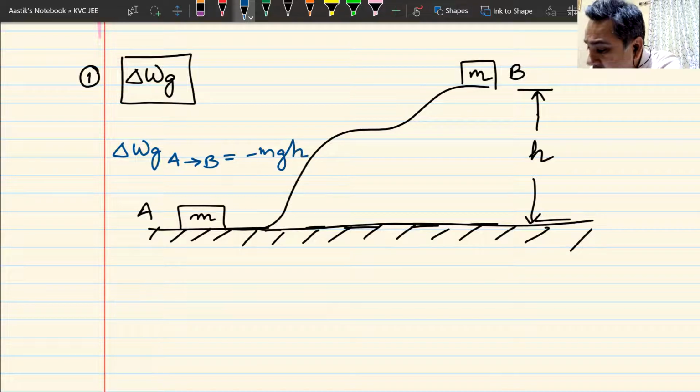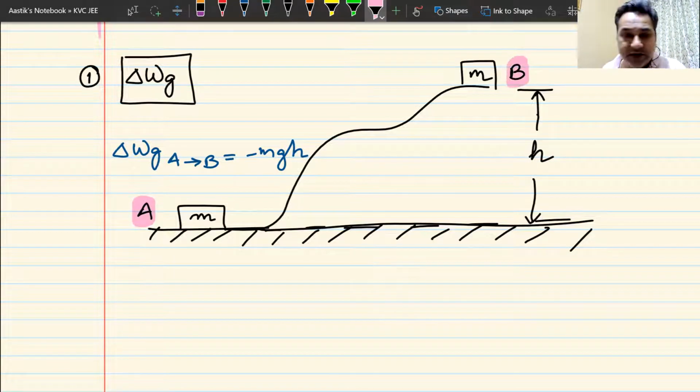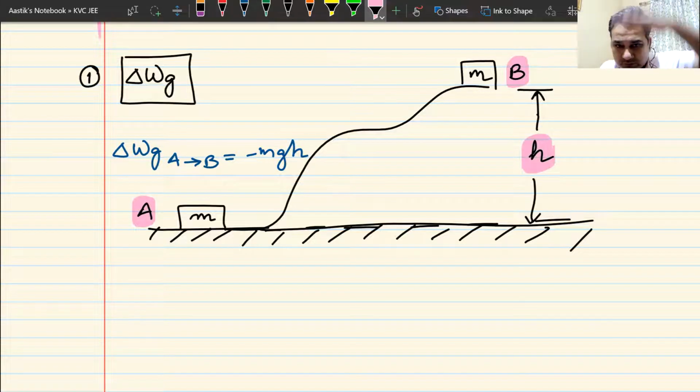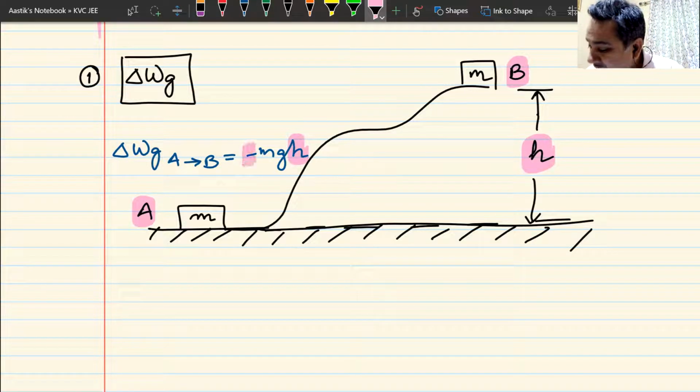So basically, you should not be concerned about the path. Forget about the path. The only thing you must look at is what is the initial point, what is the final point, and how much is the difference in height. If it is going up, gravity is down, so work done will be minus mgh. I hope we understand this.